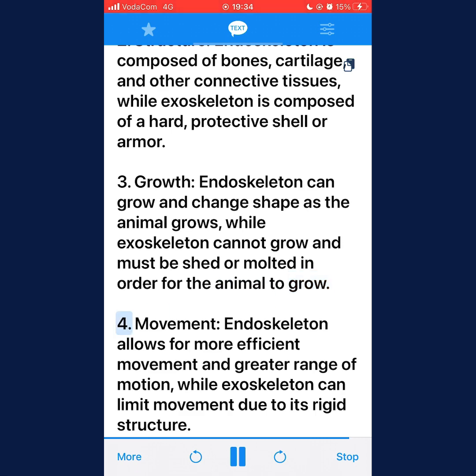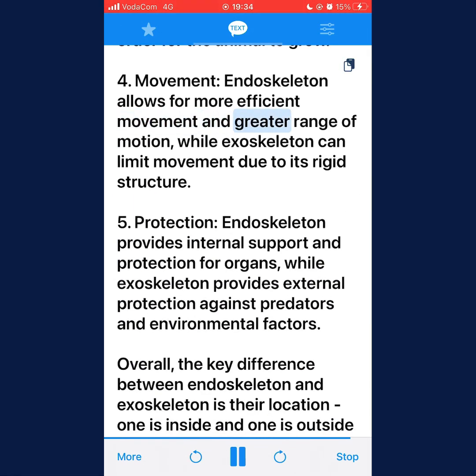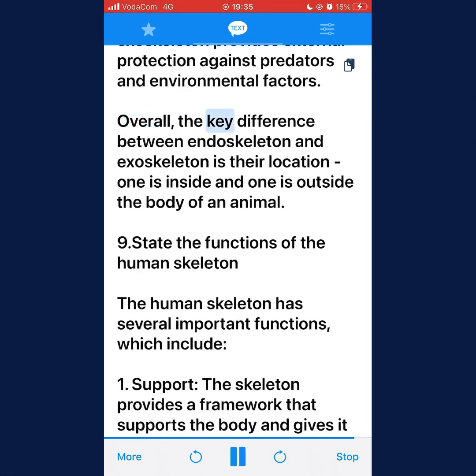4. Movement. Endoskeleton allows for more efficient movement and greater range of motion, while exoskeleton can limit movement due to its rigid structure. 5. Protection. Endoskeleton provides internal support and protection for organs, while exoskeleton provides external protection against predators and environmental factors. Overall, the key difference between endoskeleton and exoskeleton is their location. One is inside and one is outside the body of an animal.